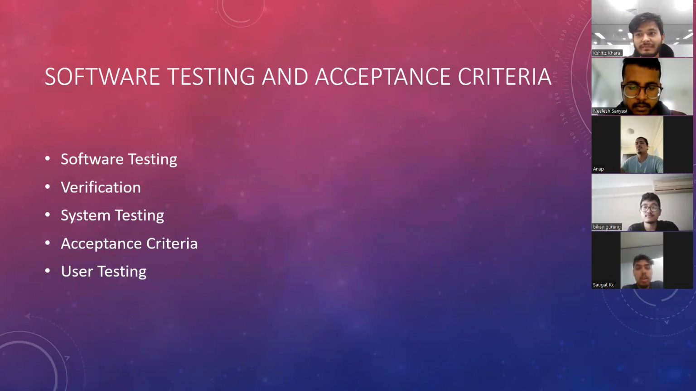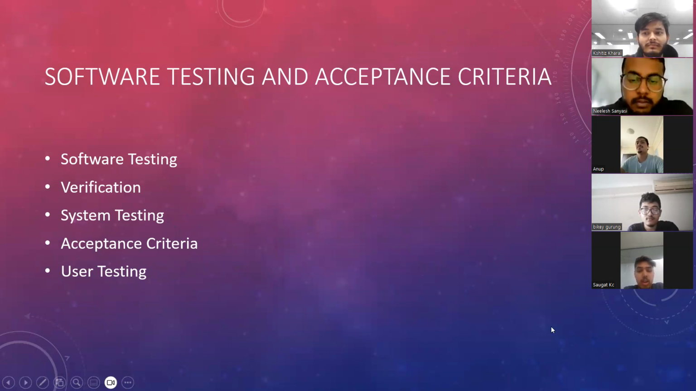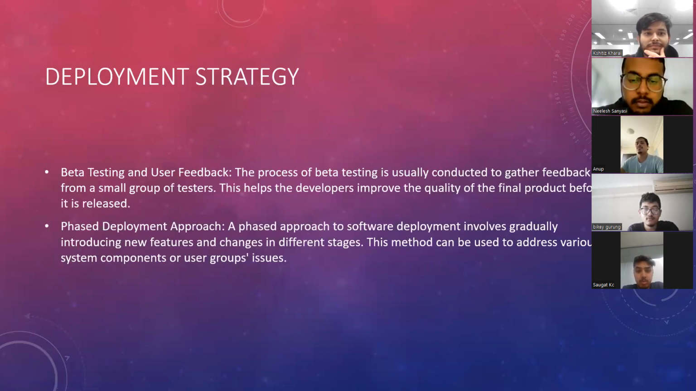Hello, I'm Saugat, and I'm going to talk about software testing and acceptance criteria. Software testing is verification of whether the software is working or not, and includes system testing, acceptance criteria, and user testing. And the deployment strategy includes beta testing and user feedback and a phased deployment approach.